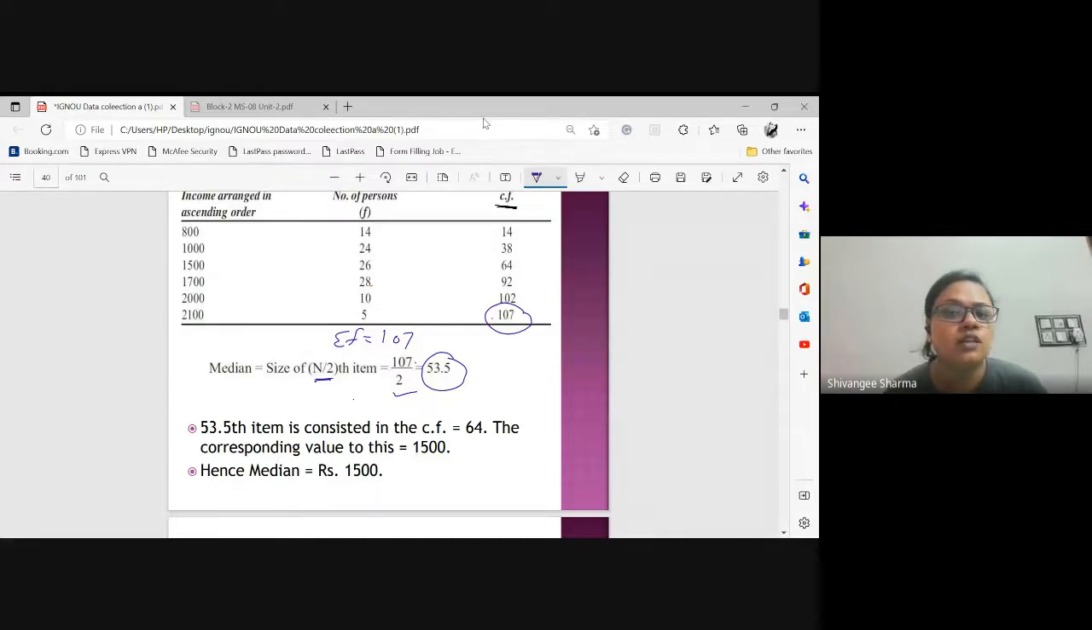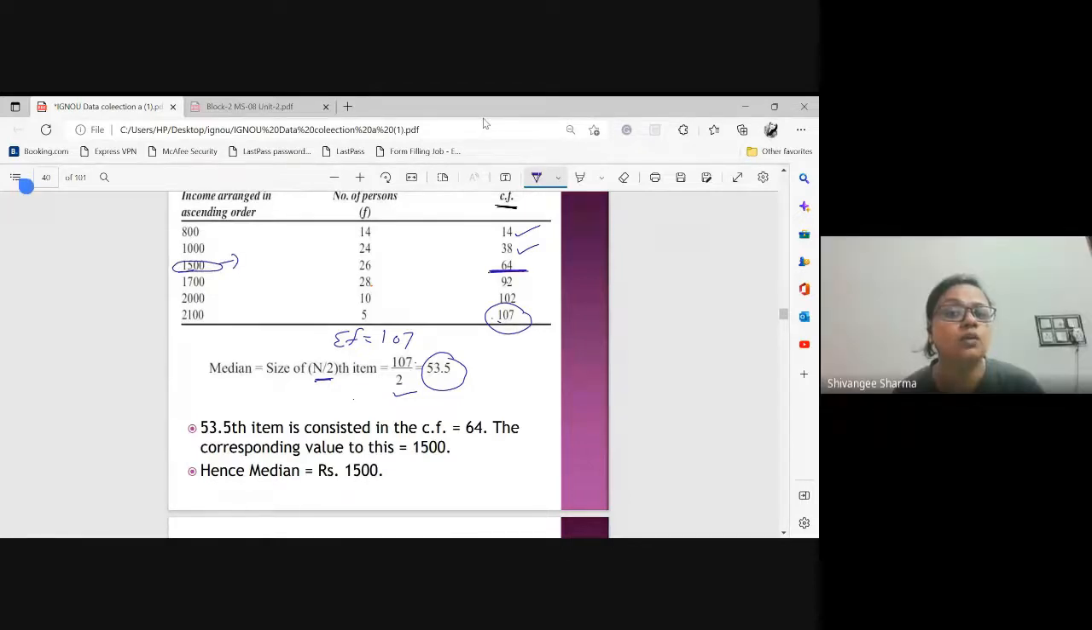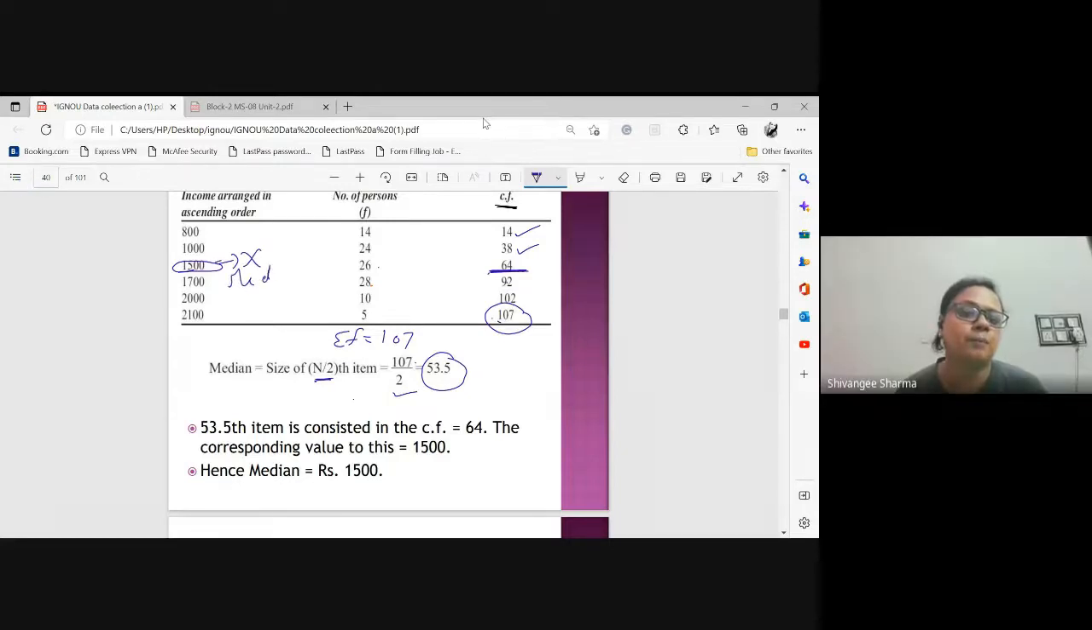So now 14 is lesser than 53.5, 38 is lesser than 53.5, the 64 is greater than 53.5. Yes, 92 is also greater, 102 is also greater, 107 is greater. But you have to identify the nearest, okay? So 64 is the nearest. So the median for this data set will be 1500. 64 will not be the median, 26 will not be the median. Okay, median will be from X. Okay, so this is your median.